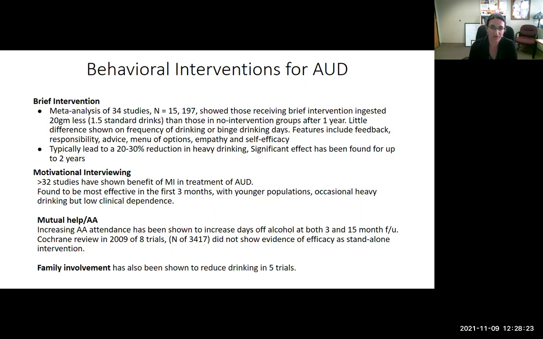As always, our motivational interviewing skills matter. So over 32 studies have shown benefit of MI in the treatment of alcohol use disorder. It's been found to be most effective in the first 3 months and with younger populations who have occasional heavy drinking but low clinical dependence.